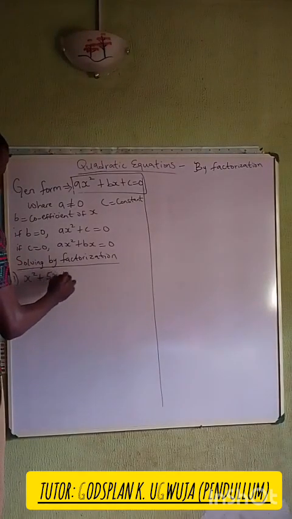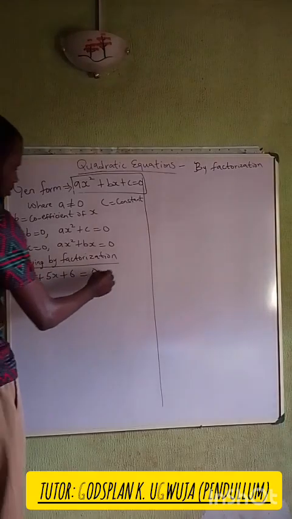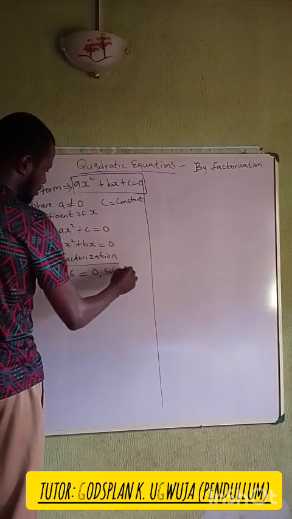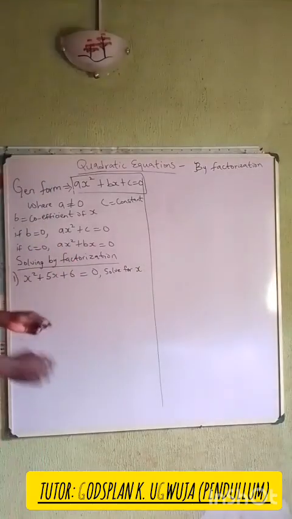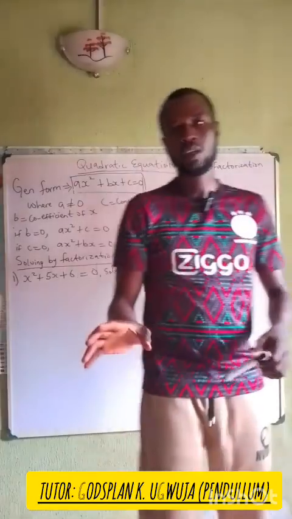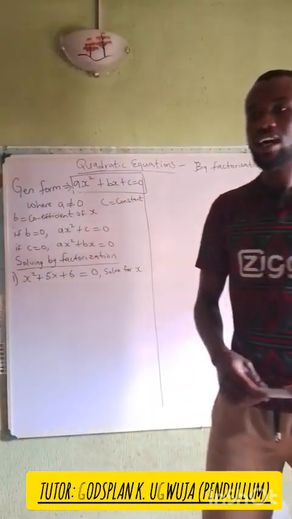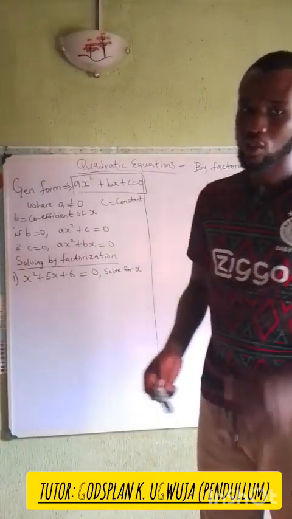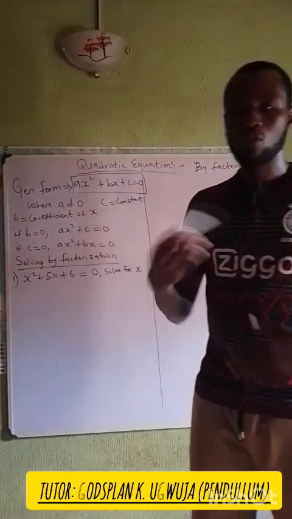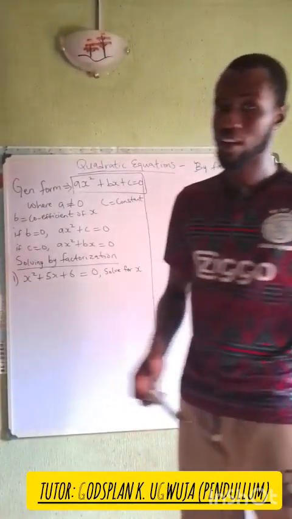So let's use this one. This one is quite common. Now this is a quadratic equation, and we are asked to solve for x. You should also remember that in every quadratic equation, because x is raised to the power of 2, we are going to get 2 values for x. So when you're solving a quadratic equation, know that you're expected to get 2 values for x.